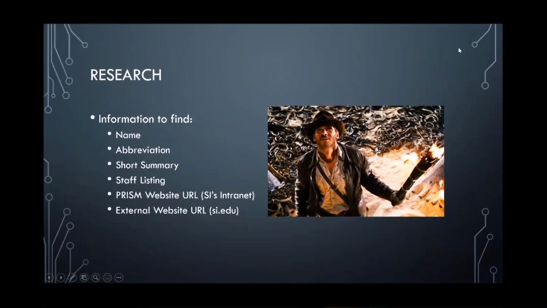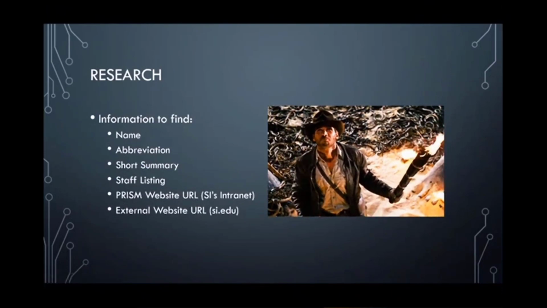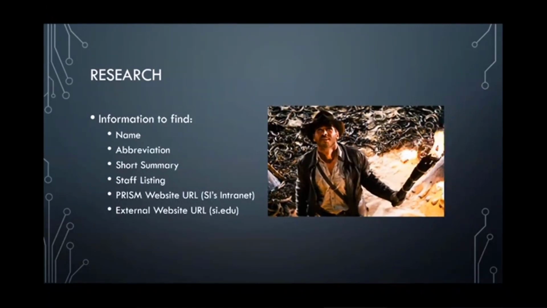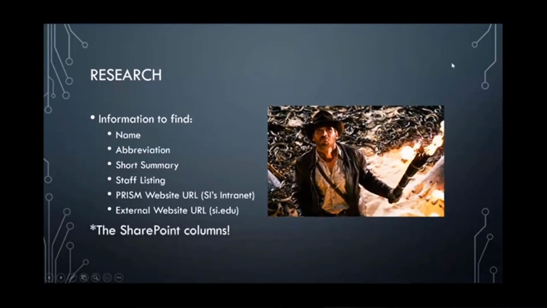So back to my Smithsonian project, first I had to do some research on each of the units. So I determined that this bullet point list of items was what was most important to include in this project. So it was the name of the unit, their abbreviation, because Smithsonian loves abbreviations, a short summary of what the unit was, a staff listing if that was available, their Prism website URL, which is Smithsonian's intranet, and then an external website URL, which was what's provided to the public. And then these are going to be my SharePoint columns.